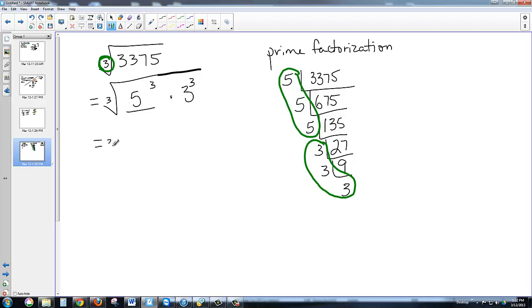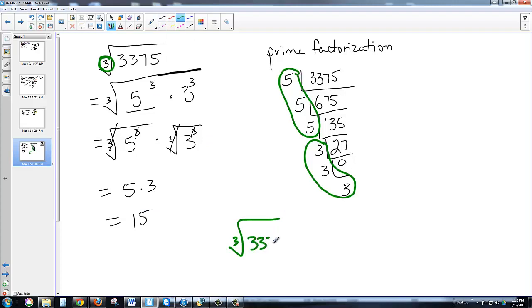This means that the cube root of 3,375 is the same as the cube root of 5 cubed times the cube root of 3 cubed. Now, just like we were doing with the previous examples, cube root cancels cubed. And we are left with 5 times 3, which is 15. What do we know? The cube root of 3375 is 15.